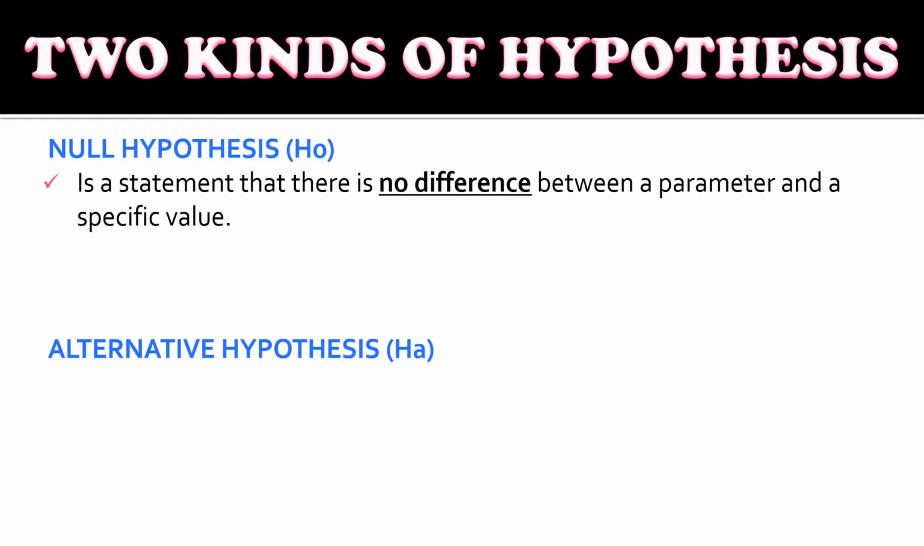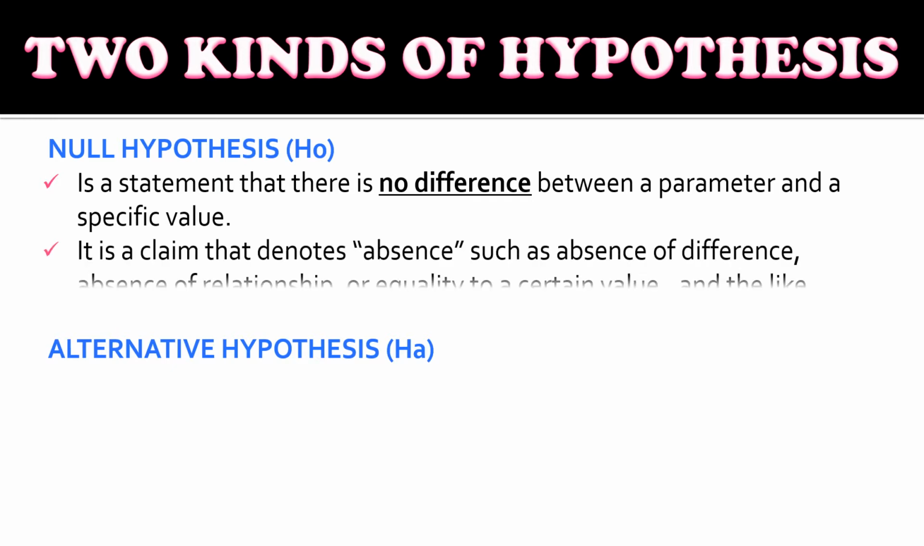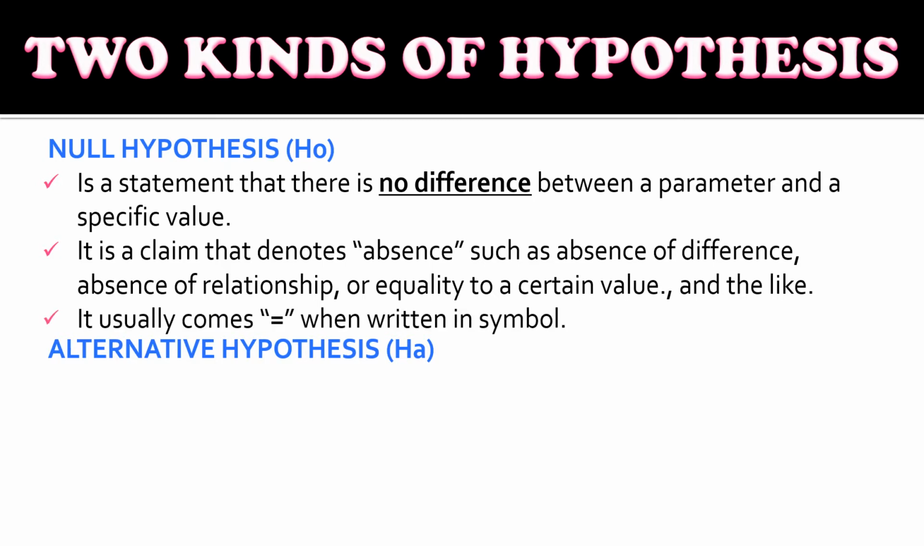A null hypothesis is a statement that there is no difference between a parameter and a specific value. It is a claim that denotes absence, such as absence of difference, absence of relationship, or equality to a certain value, and the like. It usually comes with an equality symbol when written.